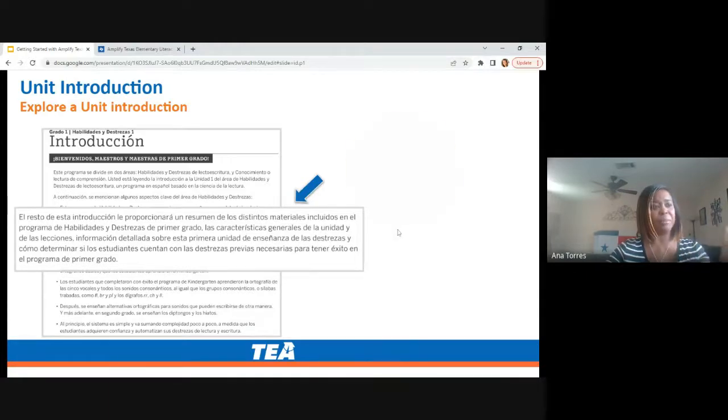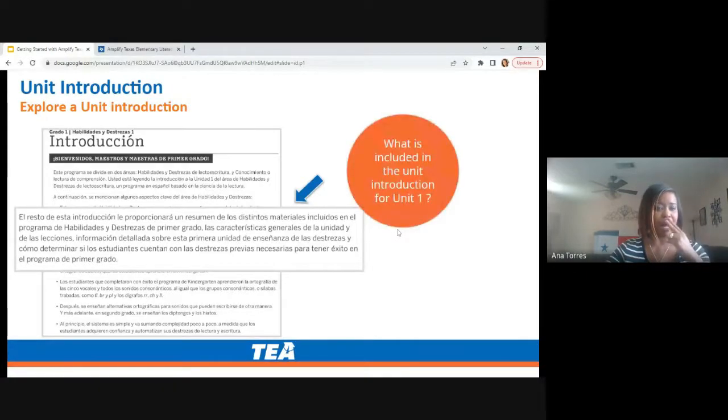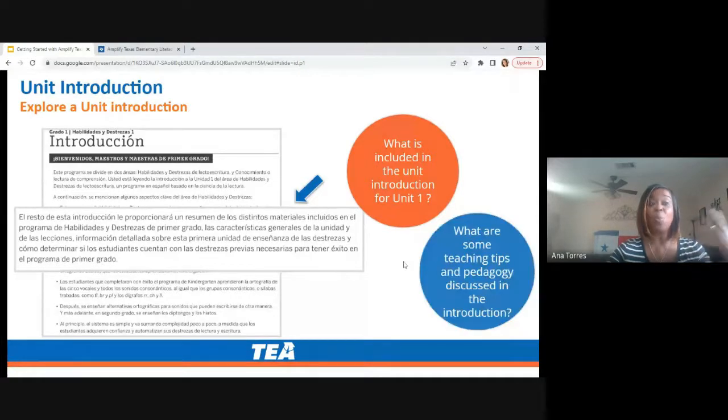So what I want you to be thinking of, two questions that I want you to ponder as I go through this unit introduction section. What is included in the unit introduction for Unit 1? So be thinking of what's included. And also, what are some teaching tips and pedagogy discussed in the introduction? So if you want to jot down some responses to these two questions as I go through this, you're more than welcome to do that. I know some of you are taking really, really good notes there.